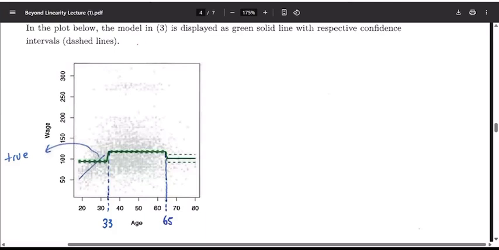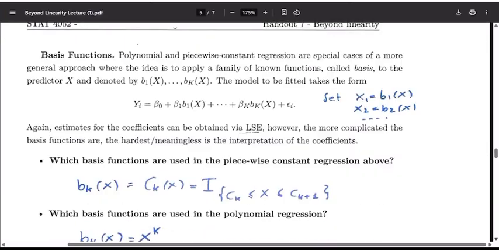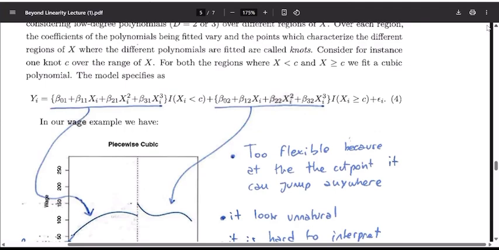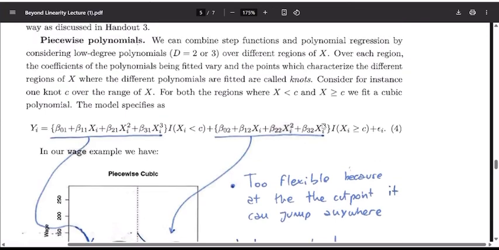Now, I'm going to show you what we are thinking about. This is what we call a piecewise polynomial. In a piecewise polynomial, whereas the other time when we split the age into different categories, we maintained a constant function, right?